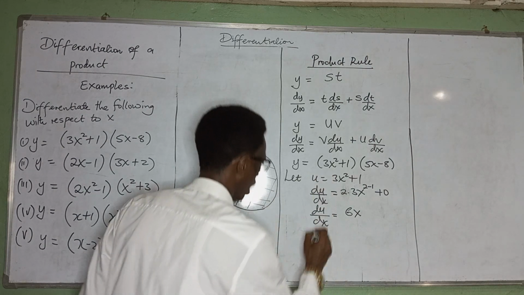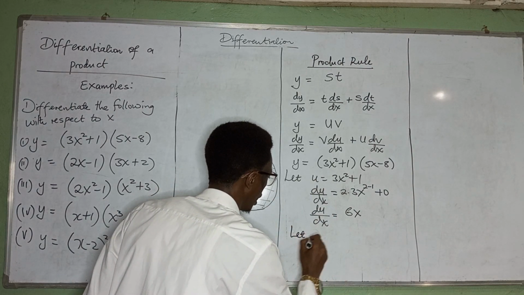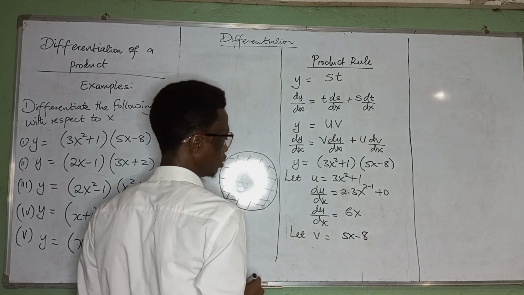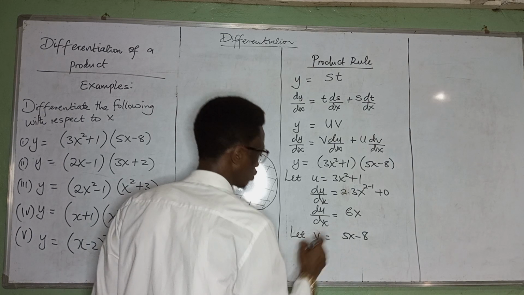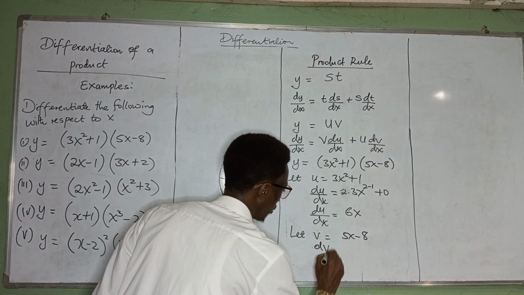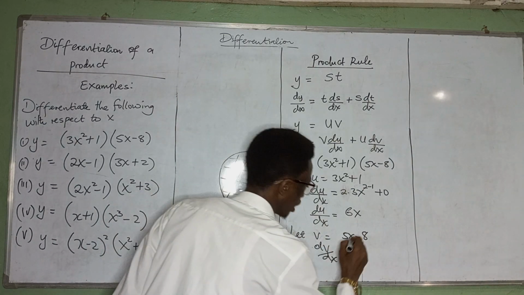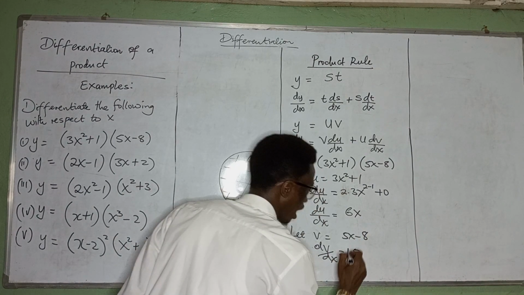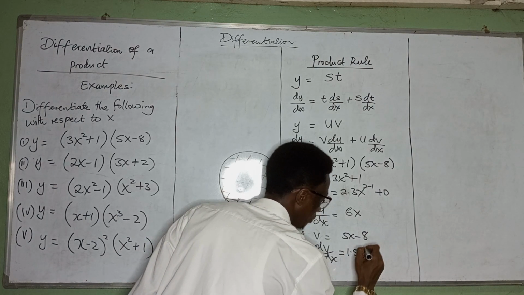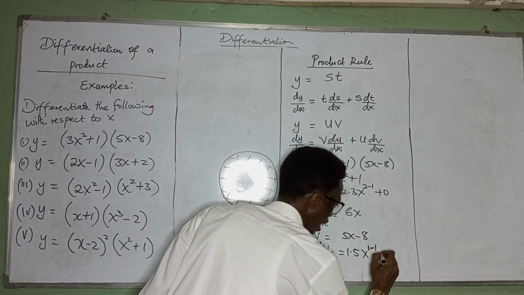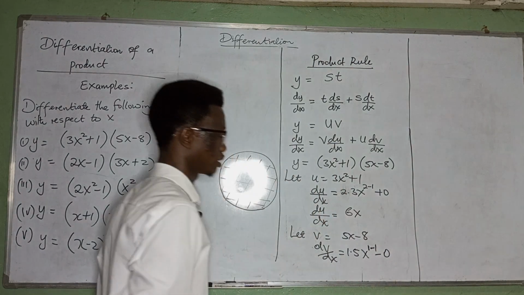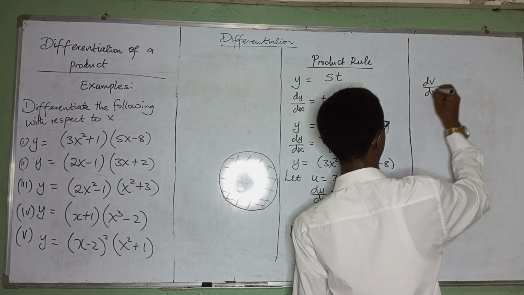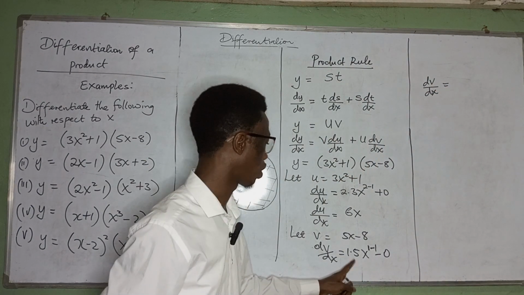Then the next one, let v equal 5x minus 8. Now you're going to differentiate v with respect to x. So dv by dx becomes, here the power is 1, so multiplying gives 1 multiplied by 5, then x to the power 1 minus 1. Minus, when you differentiate a constant, that's 0. So we have dv by dx equals 1 times 5.